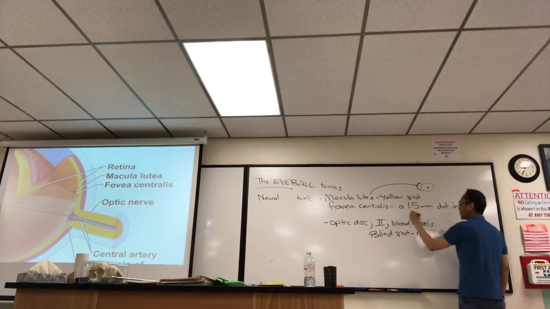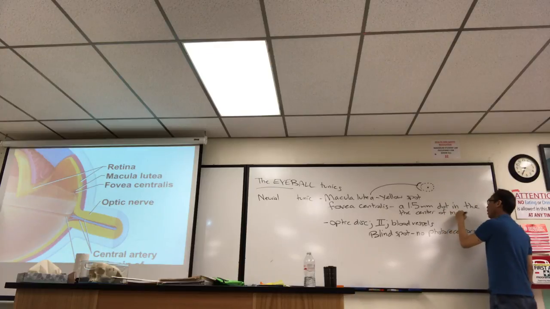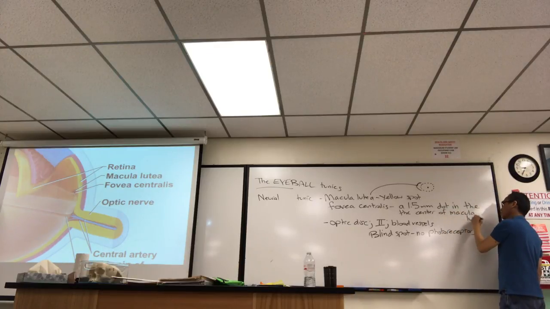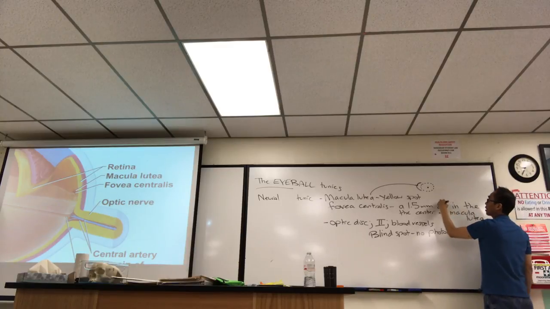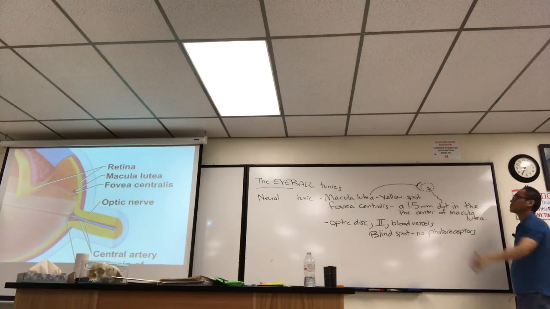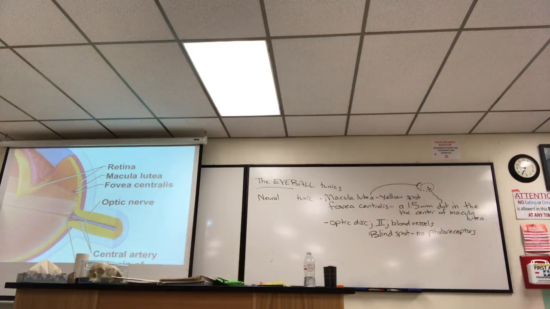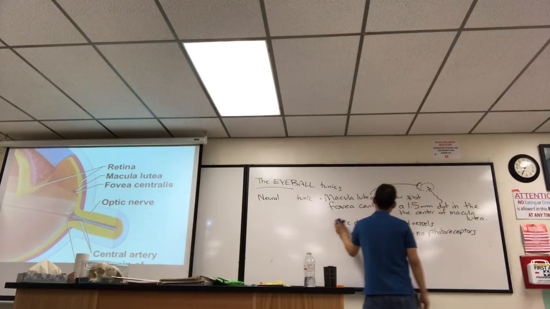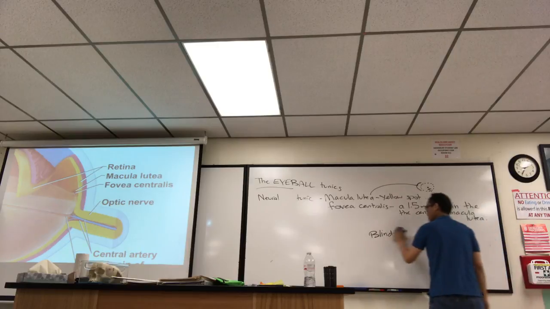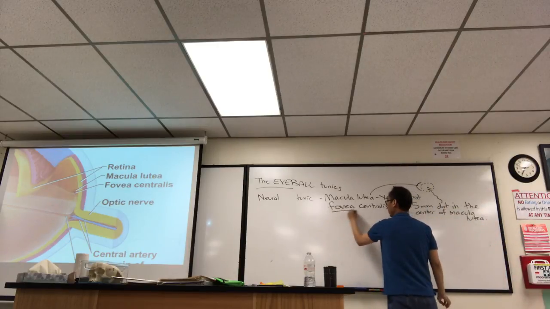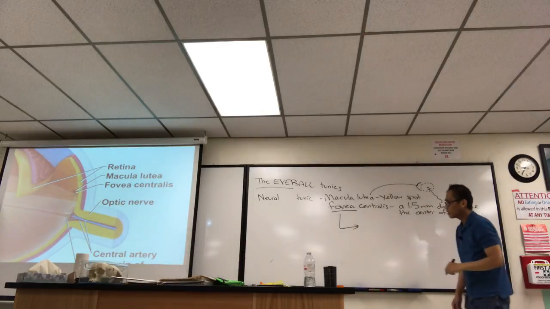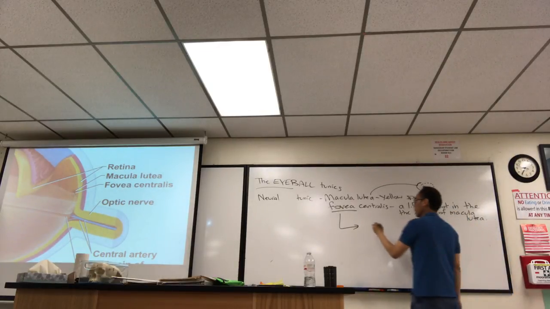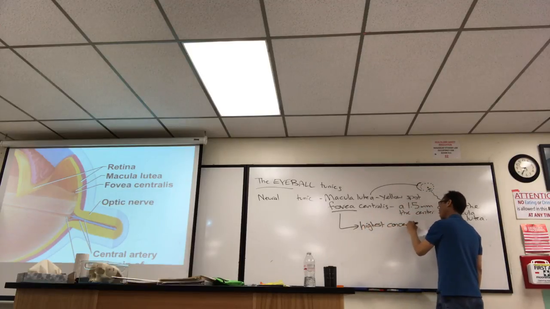It's a 1.5 millimeter dot in the center of the macula. This is where you have the highest concentration of cones. The fovea. Sometimes people just call it fovea, that's okay. Fovea centralis is the full name. Highest concentration of cones.